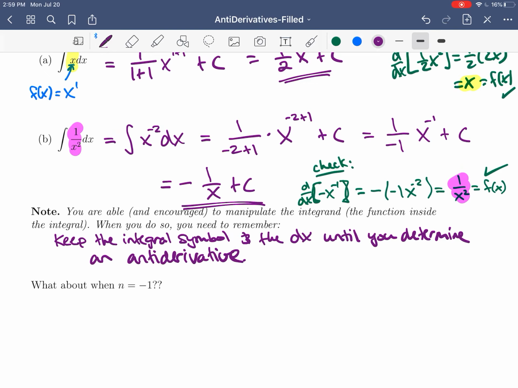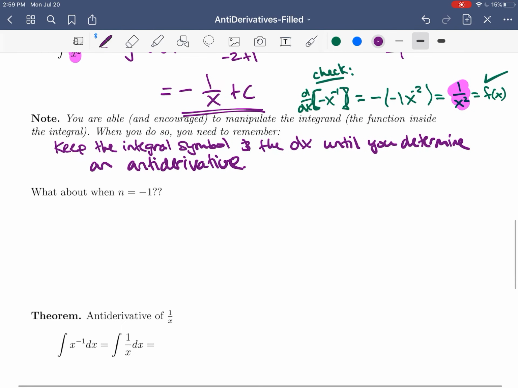You have to keep it, just like when we're doing limits, you have to keep your limit as x goes to 0 notation all the way until you actually evaluate the limit. Same idea here, or when you're simplifying, if you use the d by dx notation, you have to keep that until you actually take the derivative. So you want to be careful about your notation.